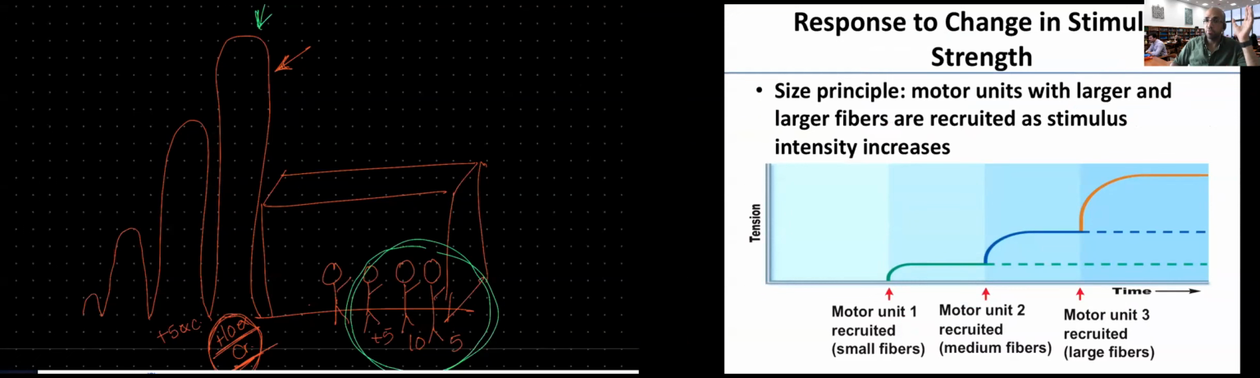Another factor that affects the force of contraction is going to be the size of the muscle fiber. We have three sizes of the muscle fibers.